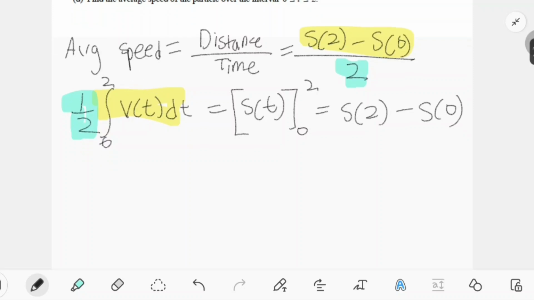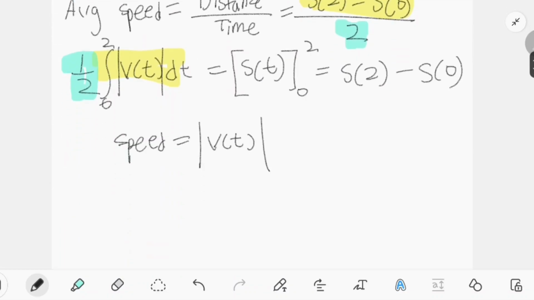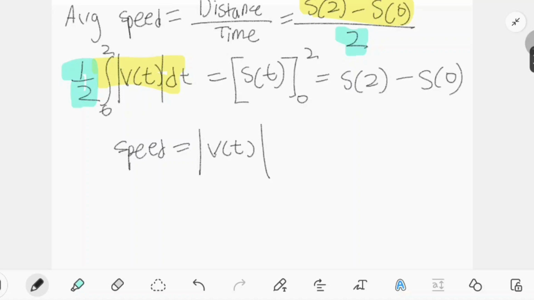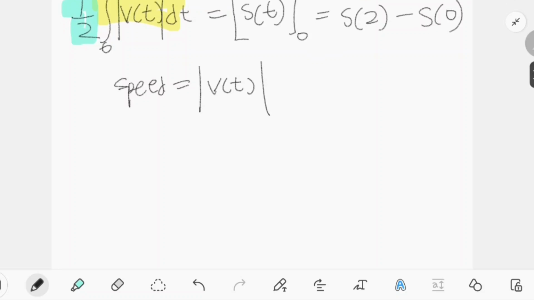We should also put an absolute value over v of t inside the integral, because speed is the absolute value of velocity. And in the question, we were told to find the average speed. Speed and velocity are different in that velocity gives the direction of the particle while speed does not. So writing it out, it should look like this.